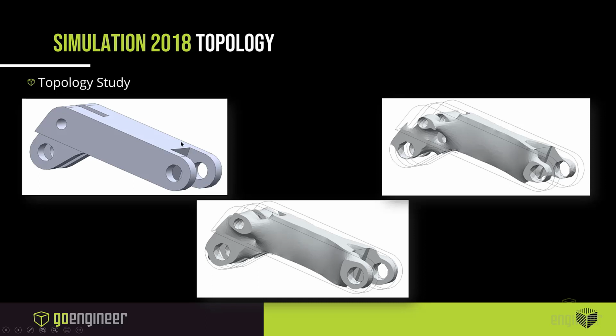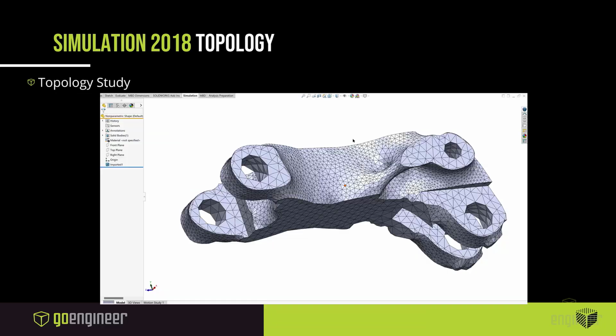Moving to the topology study, here I have my bike link chain, and it's a pretty simple function. It is simply just going to reduce the mass in our part. Of course, there are a lot of criteria that allow us to augment how much material is taken out, which direction the material is removed, and if we want to include any symmetry in the removal and in the allowance of whatever mass we're allowed to keep.